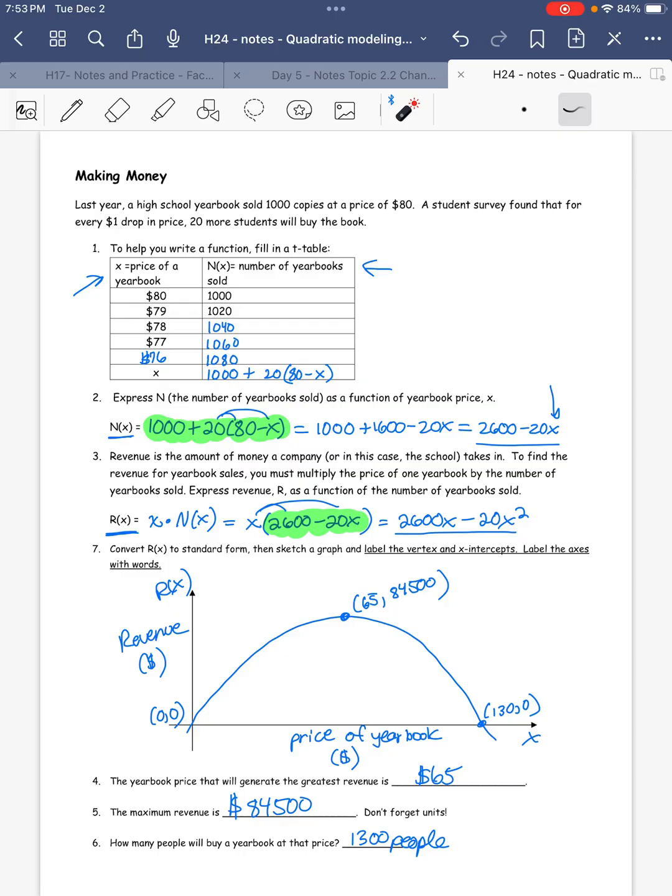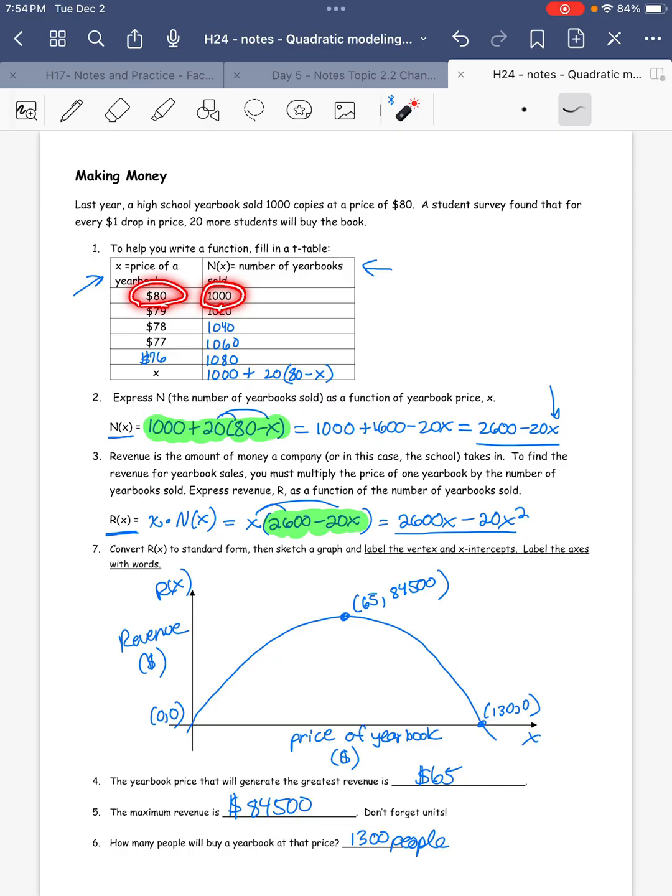All right, so this is kind of the hardest of the 3 types of problems that we're going to do, and that's only because of this little equation that we're about to make right here. So this example talks about making money. What we're going to be dealing with is selling yearbooks, right? So your yearbooks are $80. You sell 1,000, so 80 times 1,000, that would be $80,000. So that's how much you would make, right? You'd make $80,000 if you sold the yearbooks for $80, okay?